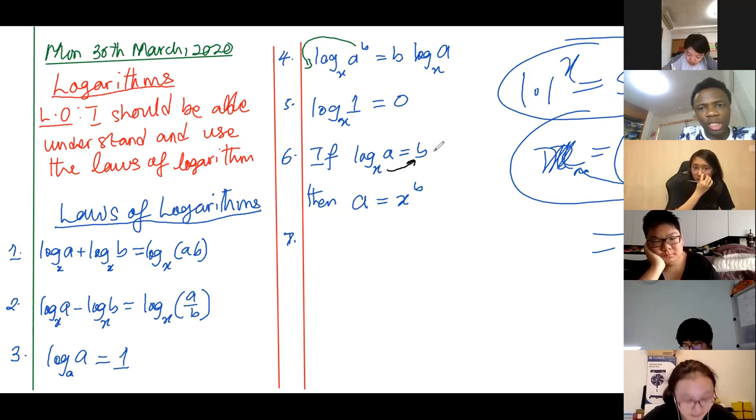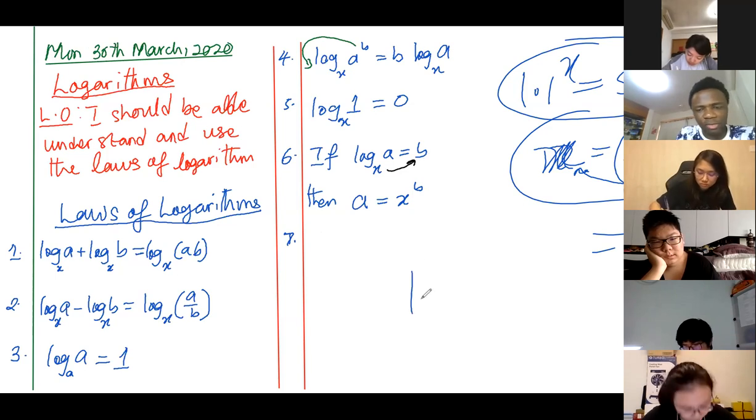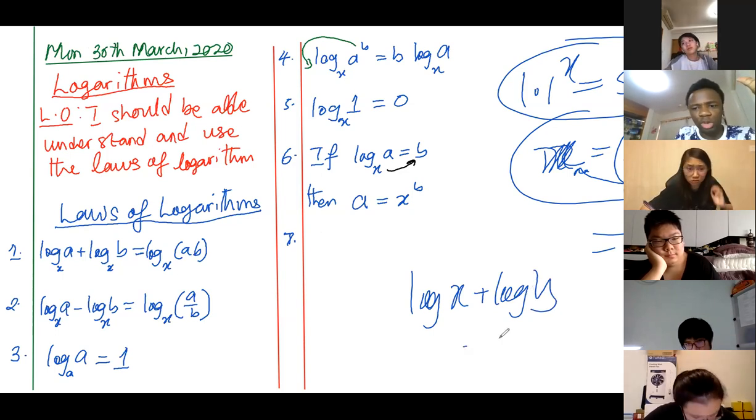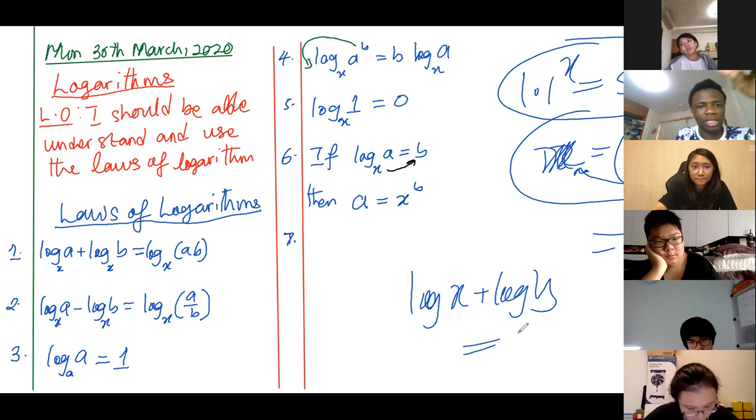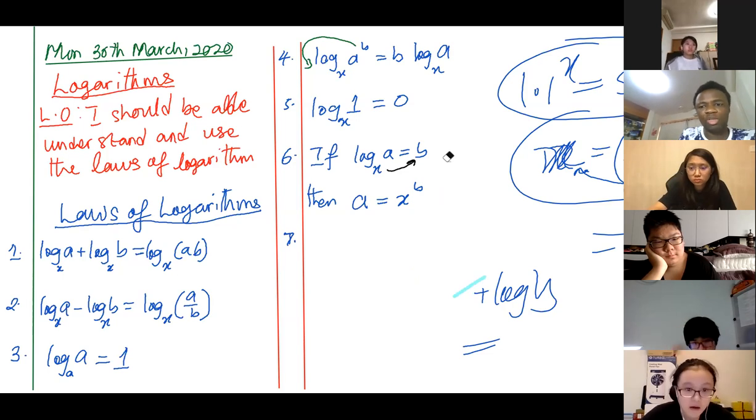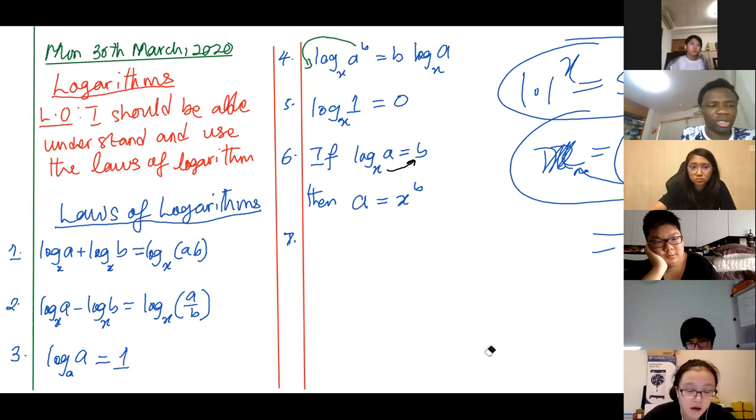So again, this is the only equation. Others are expressions. What I mean by expression is if I give you log x plus log y, with no equals to in the question, what would you say this is? That's what every other law is about. This is the only one that we use when the equation becomes tough and you need to apply indices, or when you have an indices equation that you cannot solve directly.